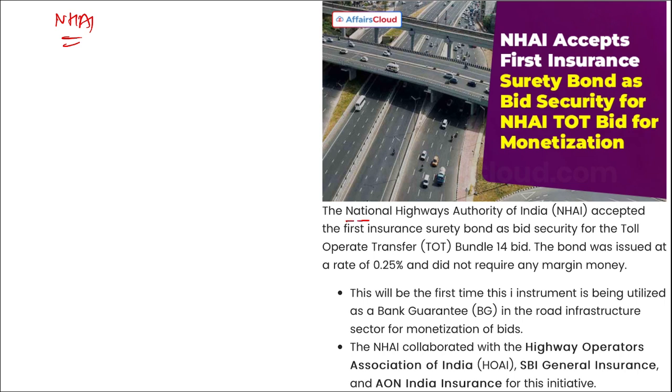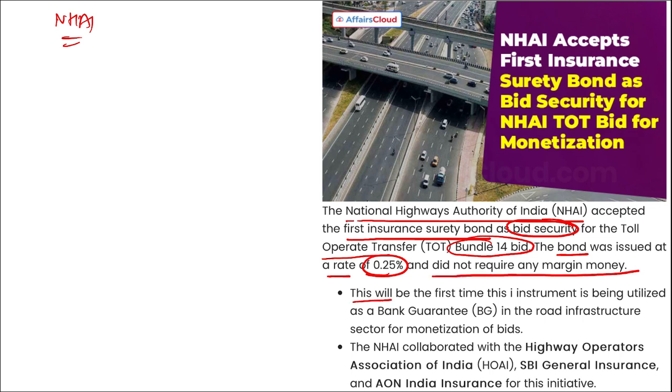Here you can see National Highway Authority of India accepted the first insurance surety bond as the bid security for the TOT, that is Toll Operate Transfer Bundle 14 bid, and the bond was issued at a rate of 0.25% and did not require any margin money. This is the first time the instrument is being utilized as a bank guarantee in the road infrastructure sector for monetization of bids, and NHAI collaborated with Highway Operator Association of India, SBI General Insurance and AON India Insurance for this initiative. This will boost the liquidity and capacity of bidders to encourage private participation in the highway sector.